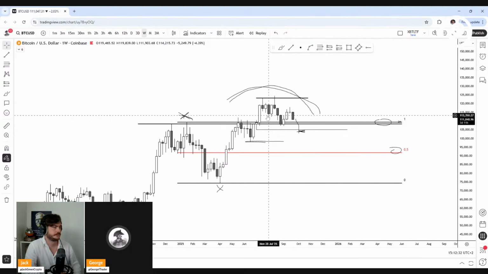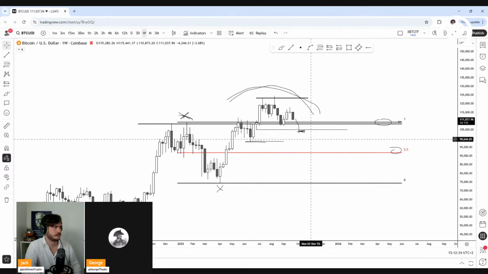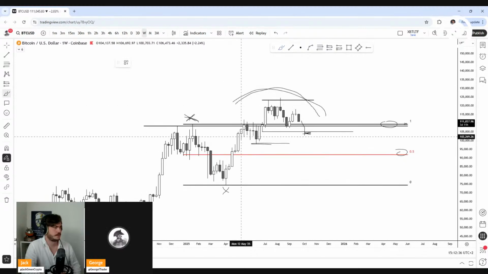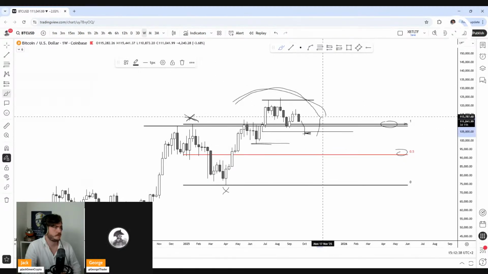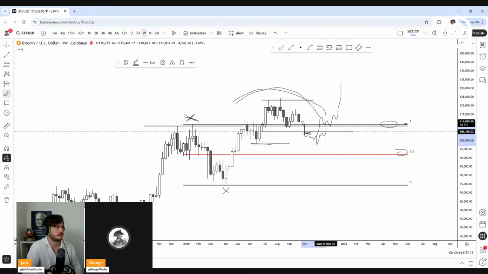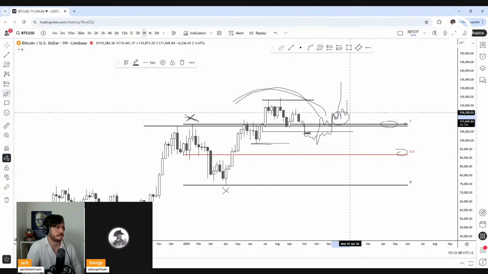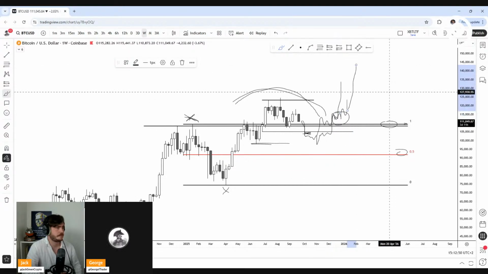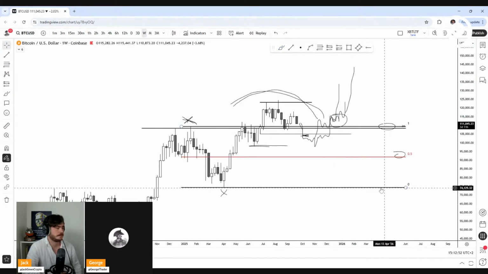Another reason why it would be that clean is because in that case, you also have a clean invalidation, which would be simply reclaiming this level. If we now fall down and break below here, and then we consolidate here a bit and reclaim the level, that would show signs of strength, and at that point, likely send us to new all-time highs after.